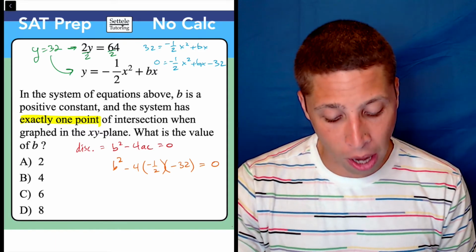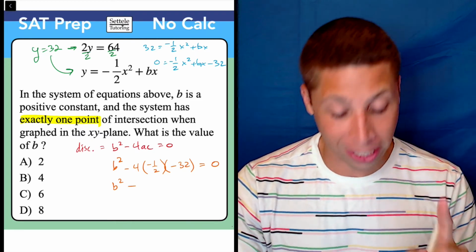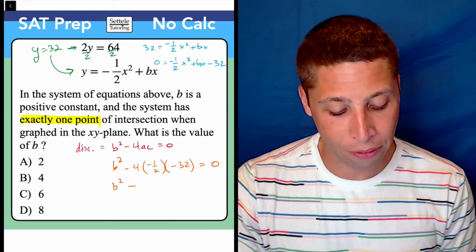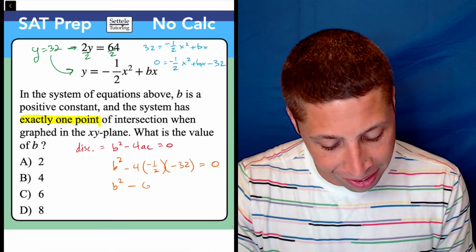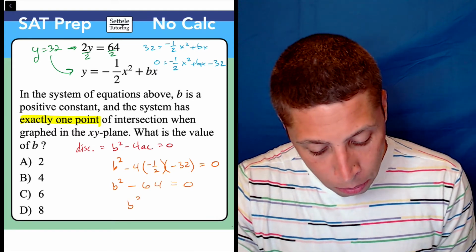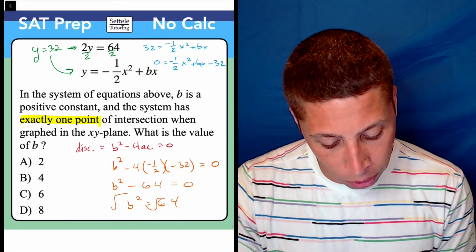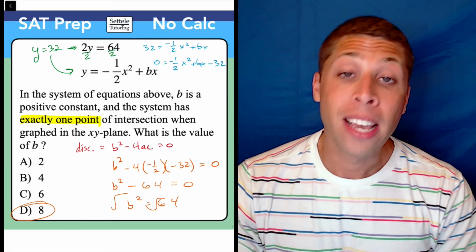So we now need to solve for b. So we have b squared. All these negatives are going to result in just a regular old negative. So 4 times 1/2 is 2. 2 times 32 is 64. So b squared minus 64 is equal to 0. Move the 64 over. We get b squared is 64. Take the square root of both sides, and we are going to get that b is equal to 8, and that is the answer.